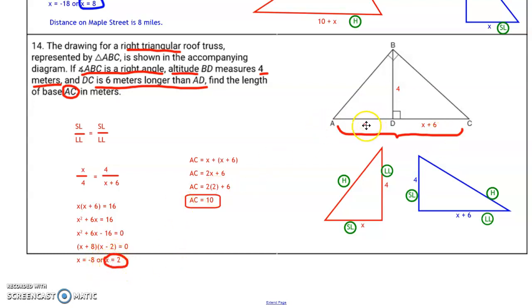Then we substitute that x is equal to 2 into both of these measurements because we're looking for the length of base AC. So 2 goes here. 2 plus 6 is 8. That goes here. So 2 and 8 give you 10. I could also show that algebraically by first finding the measure of AC in terms of x, and then substituting that value of x in here one time to find AC is equal to 10.